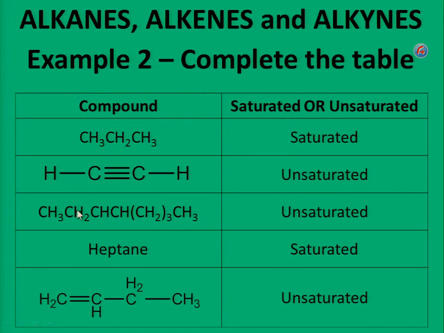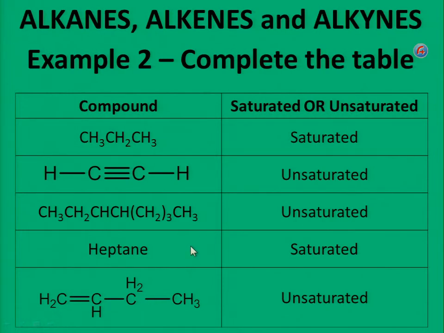For the next one, you can count your bonds. Here's a carbon with 3 hydrogens and a single bond to the other carbon, bonded to 2 hydrogens and then bonded to a CH and to another CH. Therefore, there should be a double bond between these 2 carbons. Otherwise, they don't have 4 bonds. This means that this molecule is unsaturated because of the presence of the double bond.